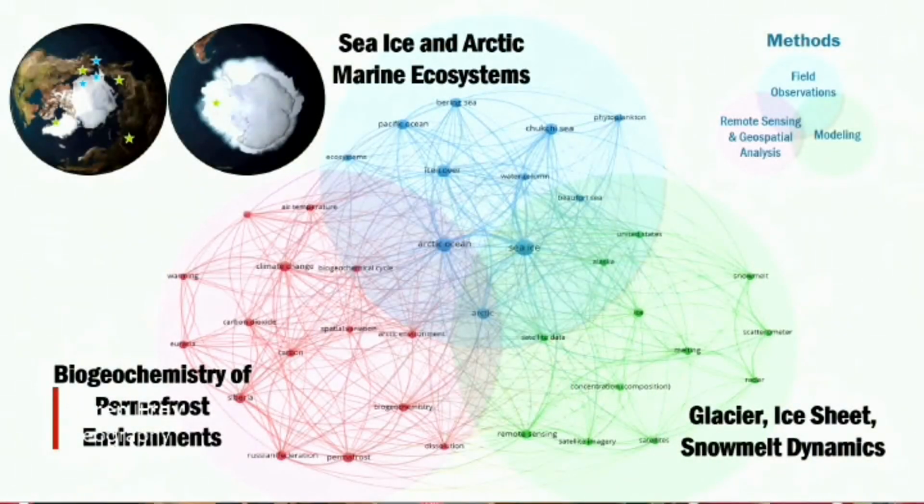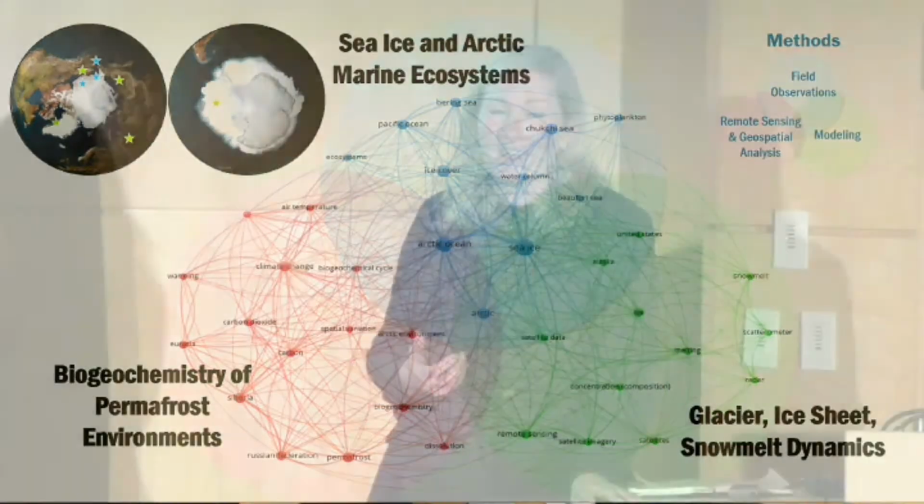So if you were to look at all of the work that has come out of our lab since I've been here, and if you were to look at all of the keywords of all of the work along the way, they tend to fall out in 3 different lobes, if you will, of my particular research. We have sea ice in Arctic marine ecosystems, glacier, ice sheets, and snowmelt dynamics in terrestrial realms, and then the biogeochemistry of permafrost environments, which is basically perennially frozen soil. A lot of this work has been across Siberia, as you can see in the maps in the upper left-hand corner, also in Greenland, in the North Slope of Alaska, and also in Antarctica.